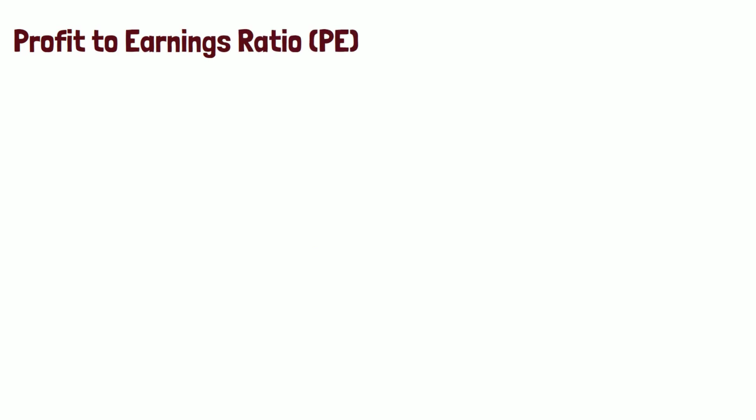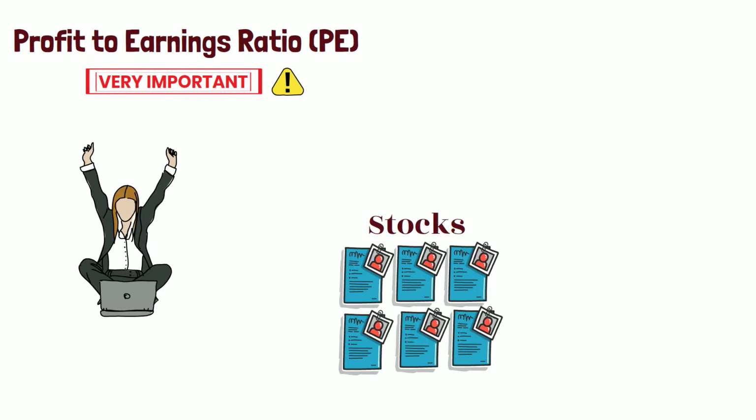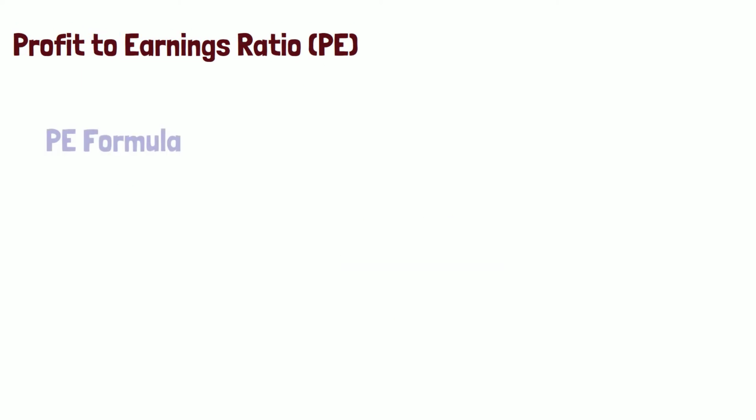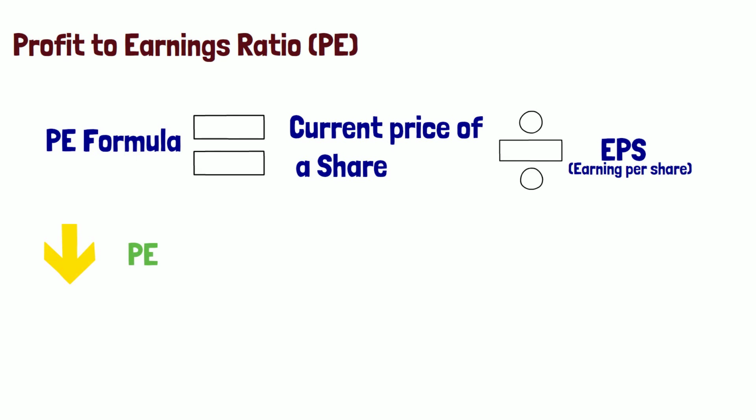Price to earnings ratio. This is the most important factor to consider before buying any stock. Value investors identify good multi-bagger stocks based on this ratio. It is obtained by dividing the current market price of a single share by EPS. The lower the PE, the higher the chance of share price growth.